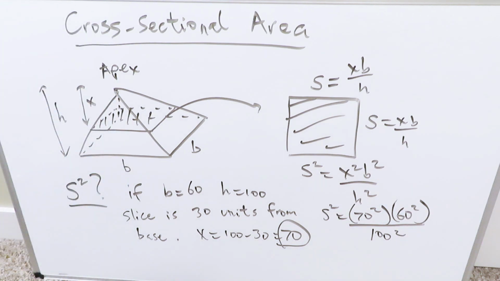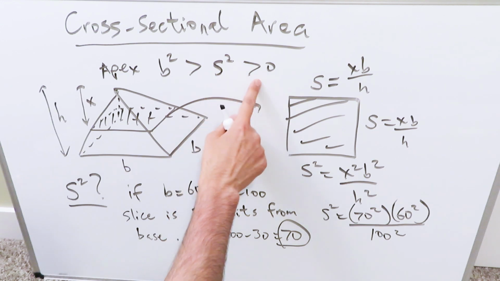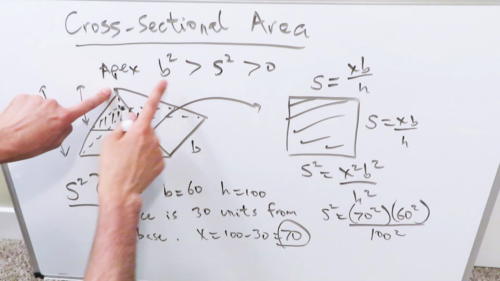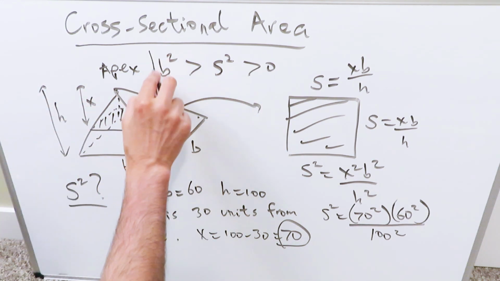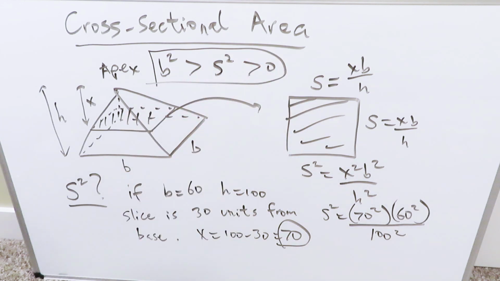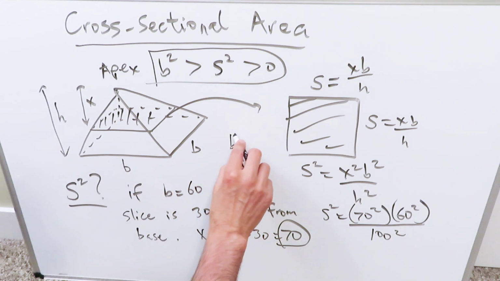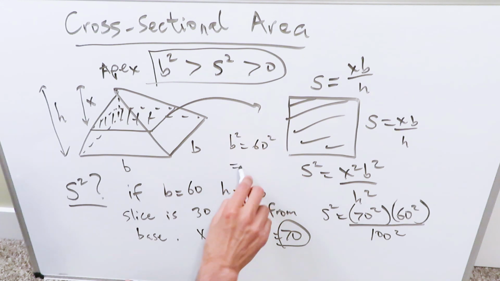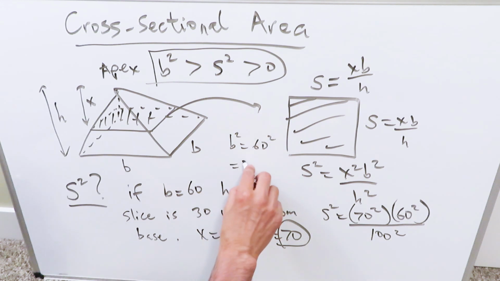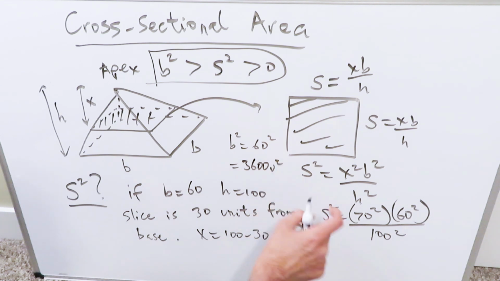Just for perspective, let me show you something. Remember what I told you at the very beginning, the cross-sectional area will be larger than the area at the tip of the apex and smaller than the base area, which is the largest. So we're going to have a value somewhere in between. For this specific example, what would have been the base? The b square would have been 60 times 60. I'm doing this as a comparison only. That is 3,600 units squared. Now let's run this cross-sectional slice area. It should be smaller than this, and it will be.